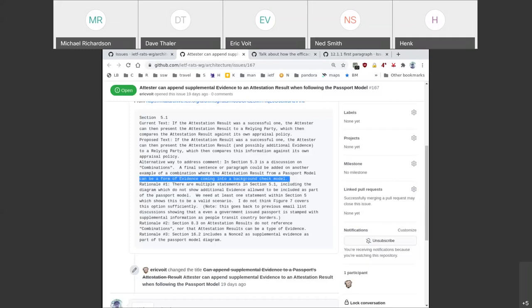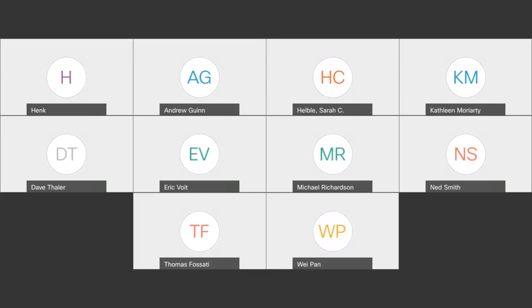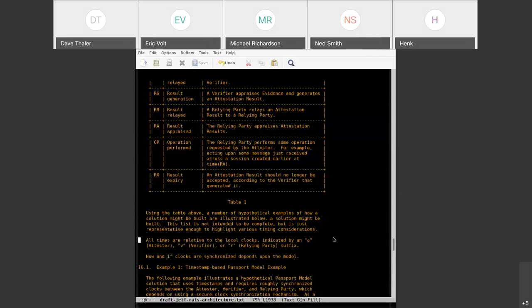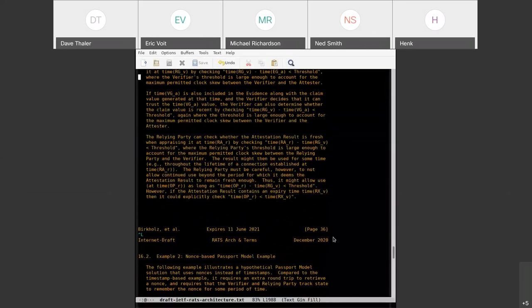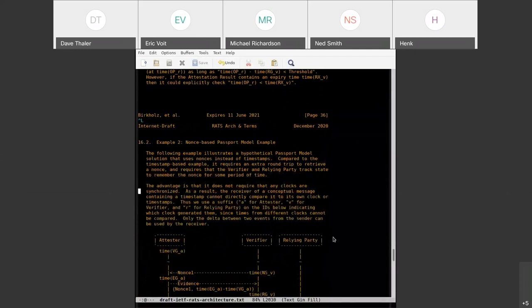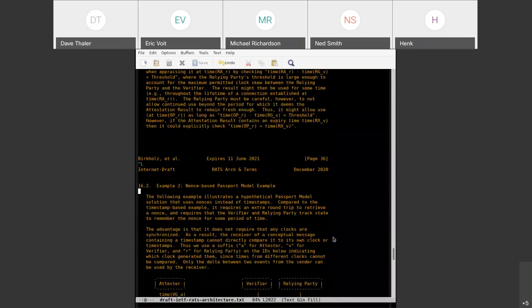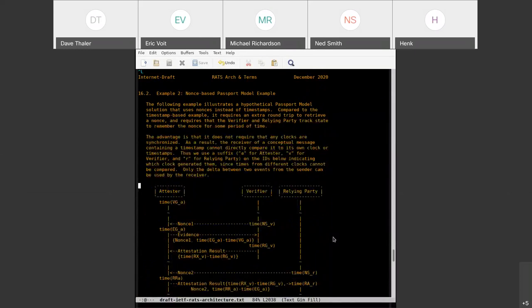I think we have an example in section 16.2. We have additional evidence such as a nonce 2 as supplemental evidence as part of the passport model diagram. So, okay, can we go to that so I know what we were talking about here? I want to make sure that it's not used in a context that implies that evidence is consumed by a relying party, which never happens, right? In the background check model, the relying party treats it as opaque and forwards it onto a verifier that consumes it, which is okay, but only if the relying party has a verifier on the back end.